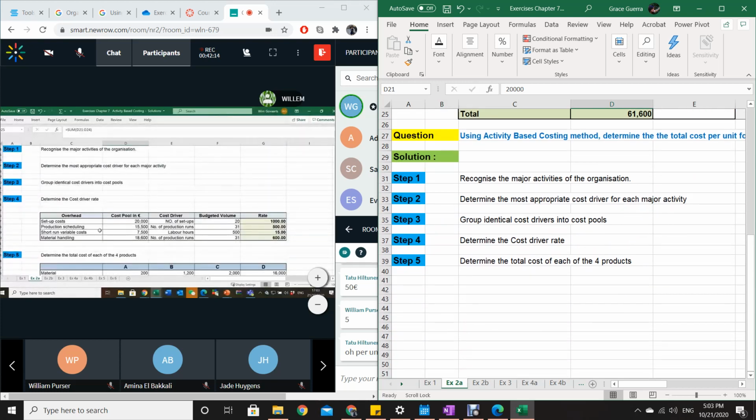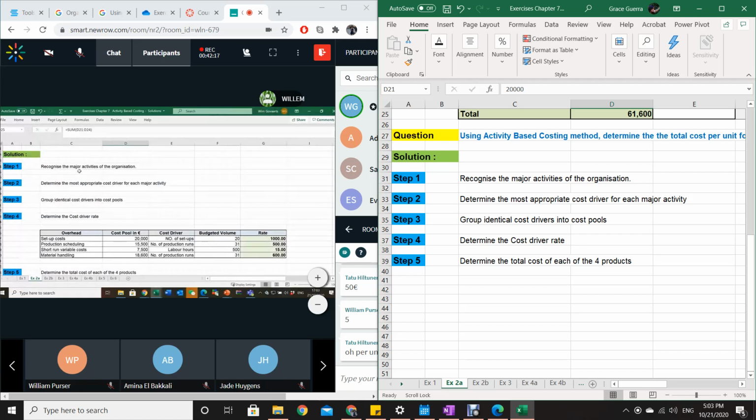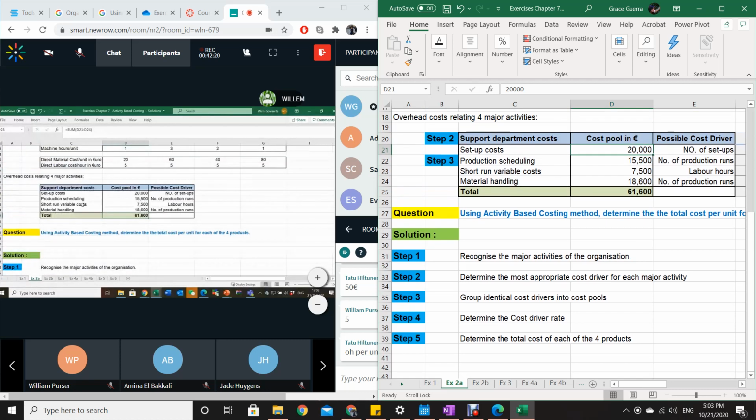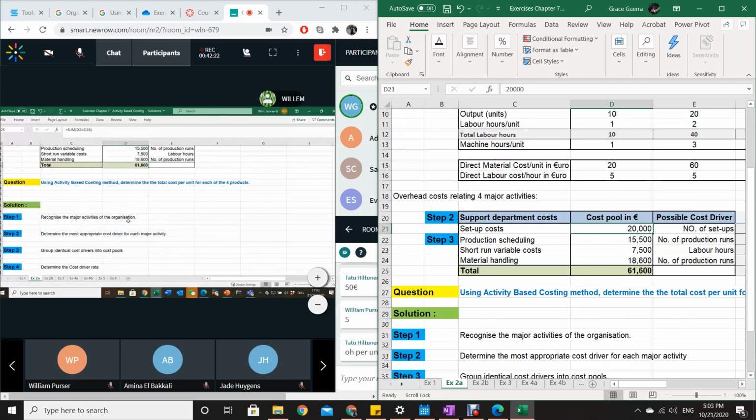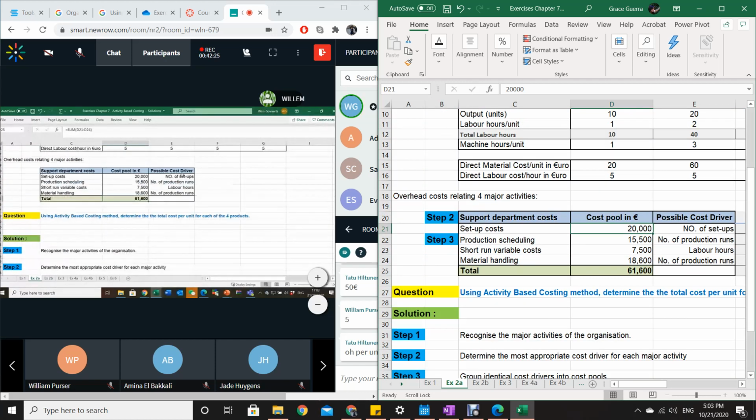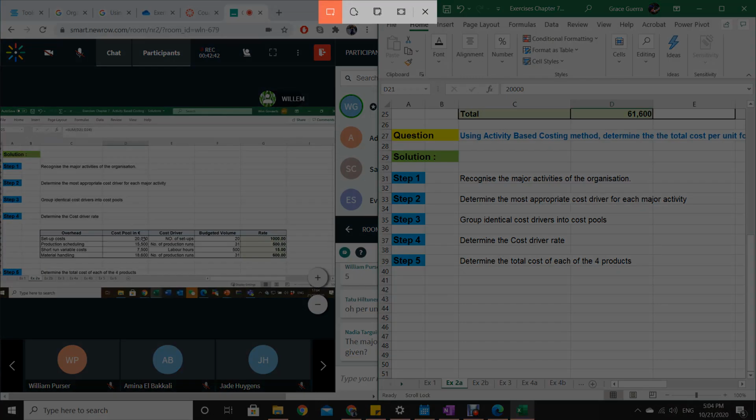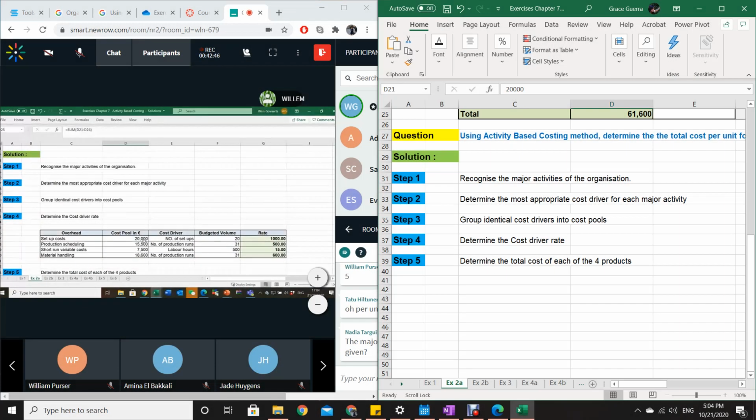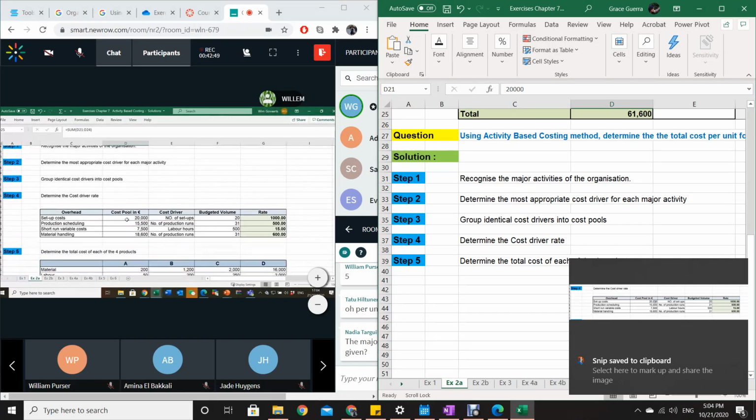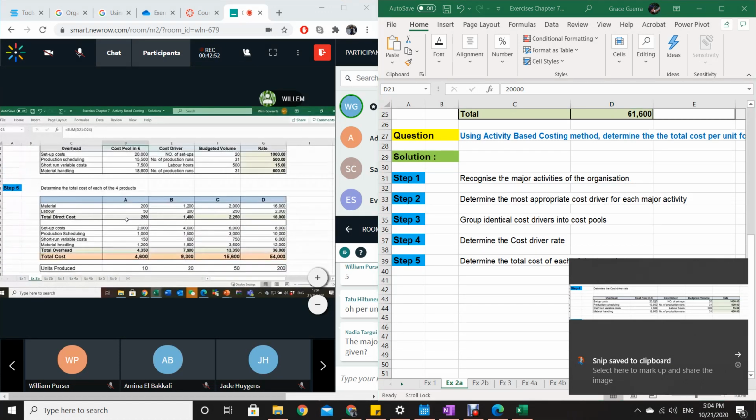So here, recognize the major activities in the organization. This is done. These 4. Determine the most appropriate cost driver. This is done: number of setups, number of production runs, labor. We have not done it here, but it is possible that we do the production scheduling and the material handling, which are both on the production run, together. It should be possible to put it together also. It should be even more correct. We can work it out like this.